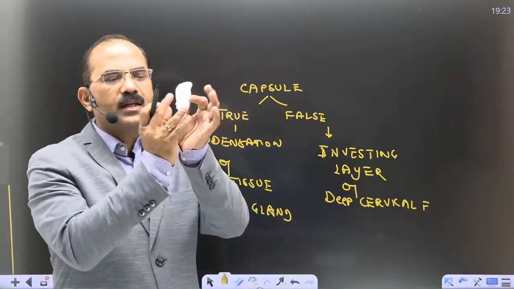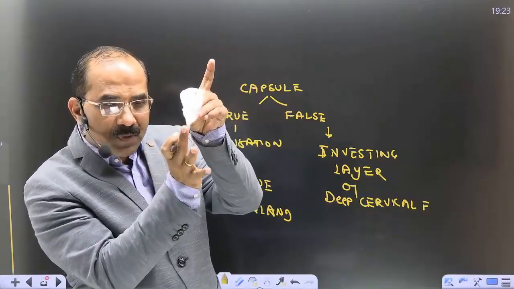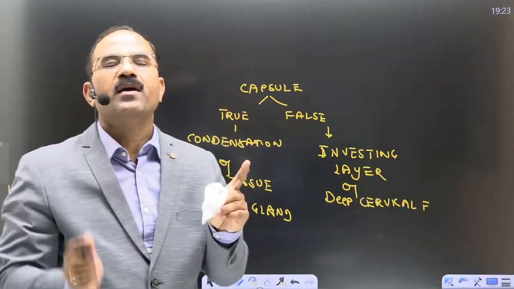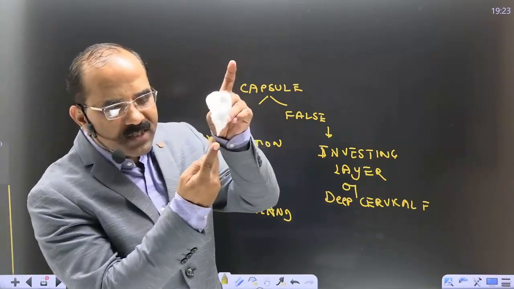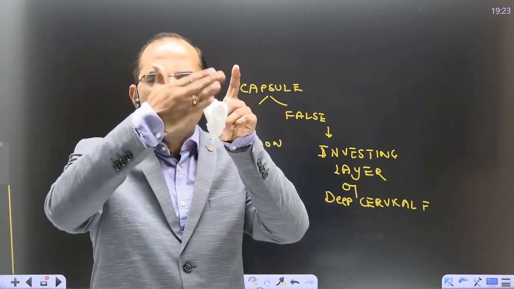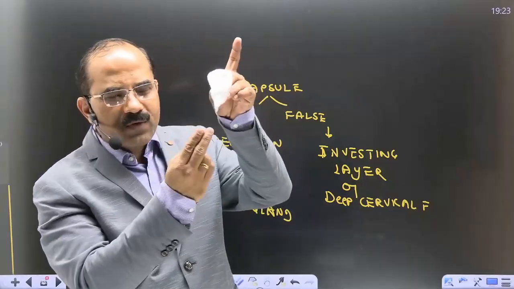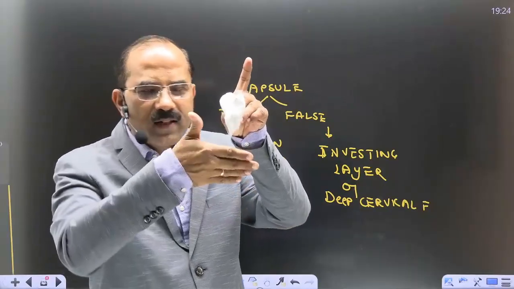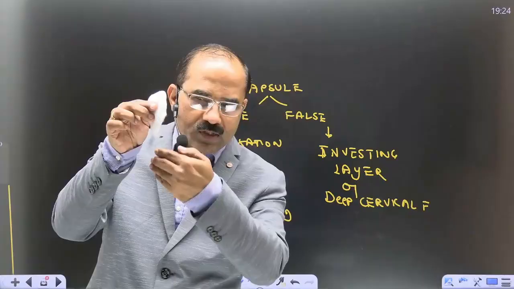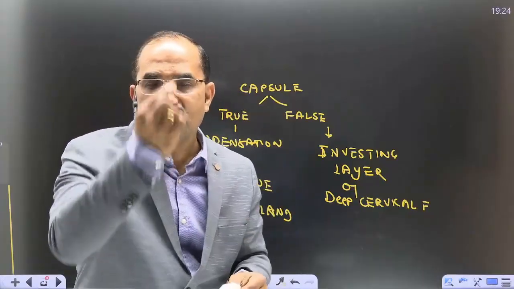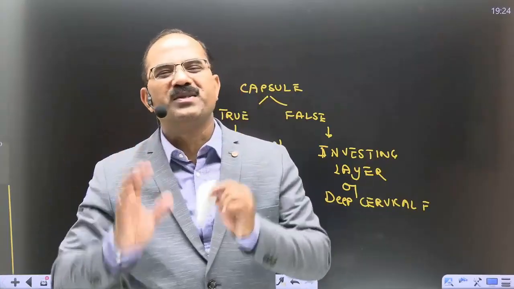Now this investing layer comes to the base of the gland and divides into two parts. It splits to enclose the parotid gland. One layer goes over the parotid gland and is attached to the zygomatic arch. The second layer goes deep to the parotid gland and is attached to a long process at the base of the skull. What is that process? The styloid process.